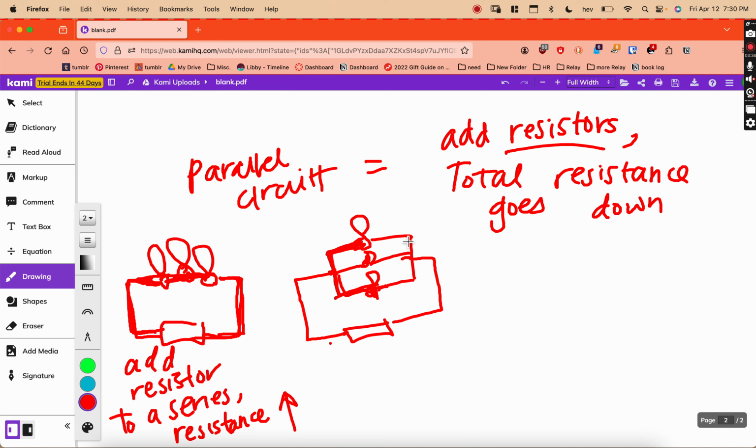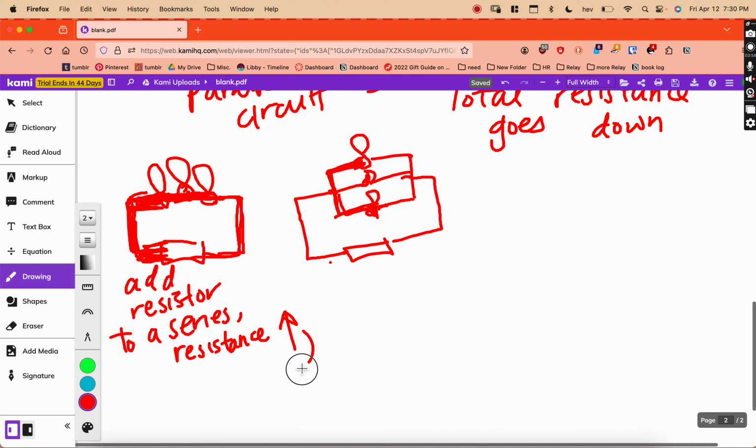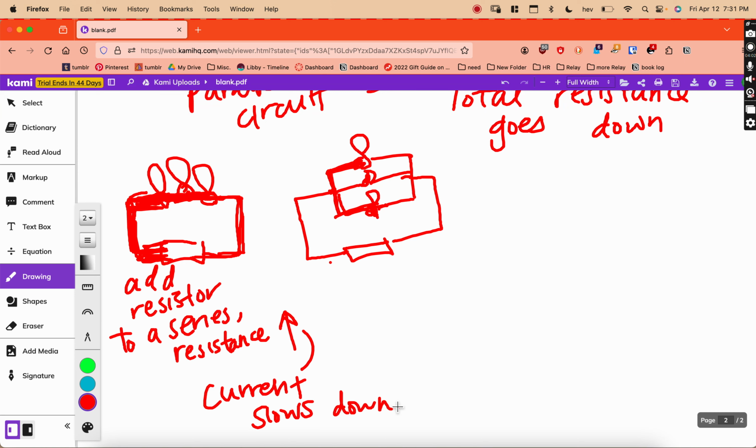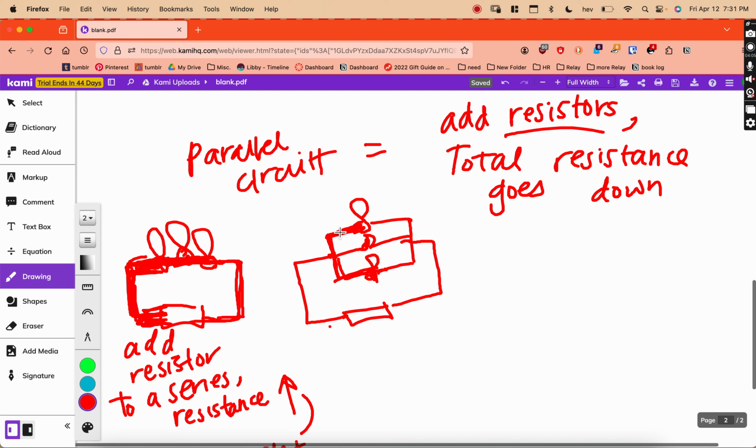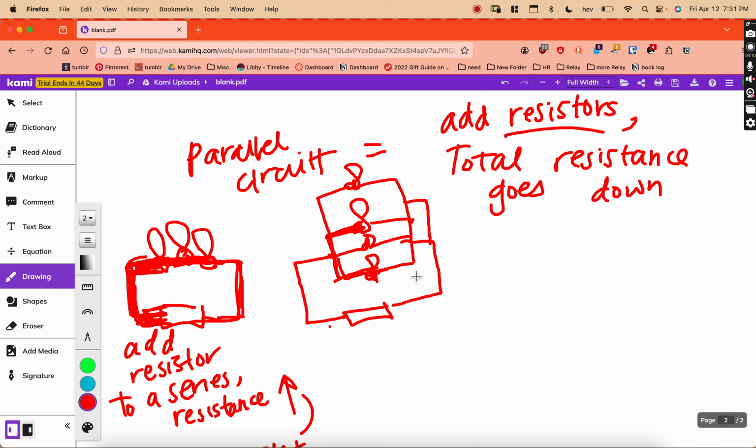Right? It's like if you added another lane at the checkout. Versus here, you just have three little idiots who don't know what they're doing and they're taking up a lot of time. And so the line is getting clogged and clogged. And the resistance goes up. And then, because the resistance goes up, the current slows down. But here, you're splitting up the work. Okay? And that's all that is.